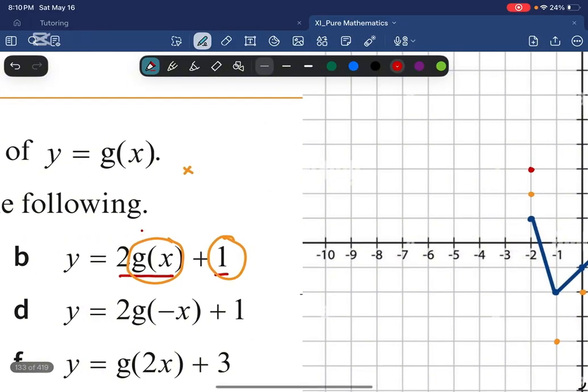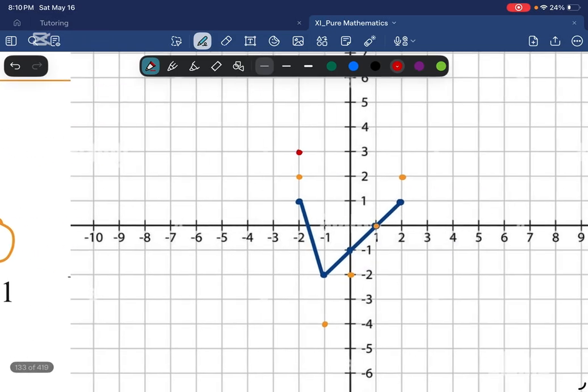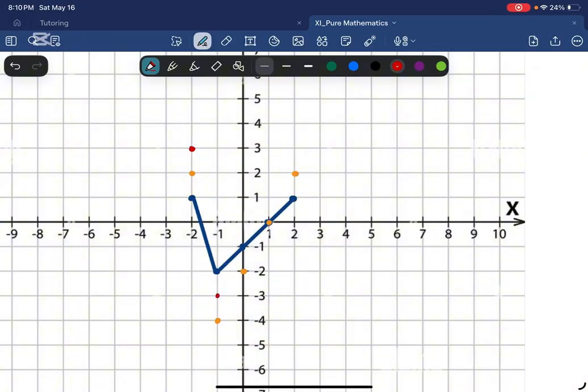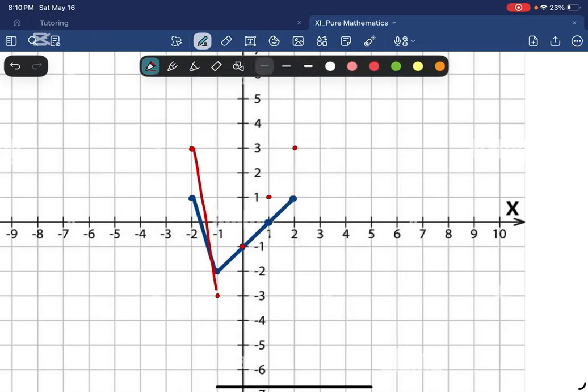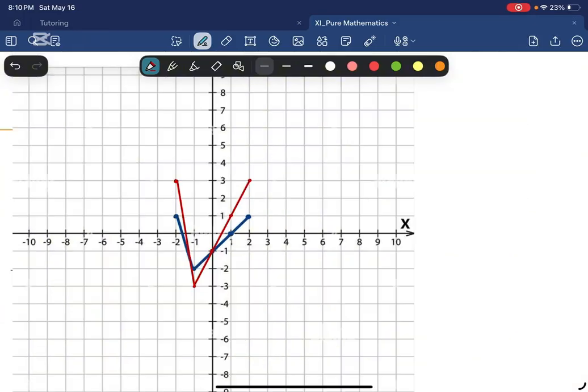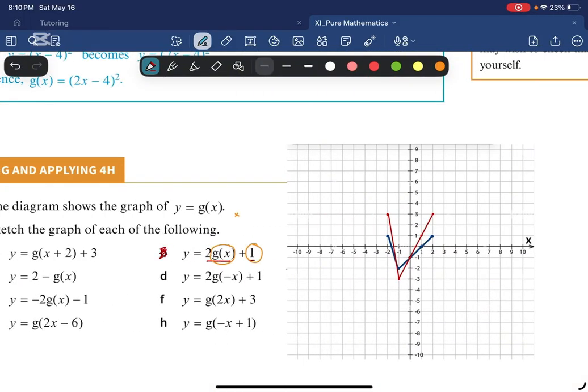So 2g of x gives me the orange points. And then by adding 1 to the orange points, I get my red points. All right. So my final solution is going to be my points in red. And now let me just erase my reference orange points. All right. So the curve is going to look something like this. All right. And we are done with B.